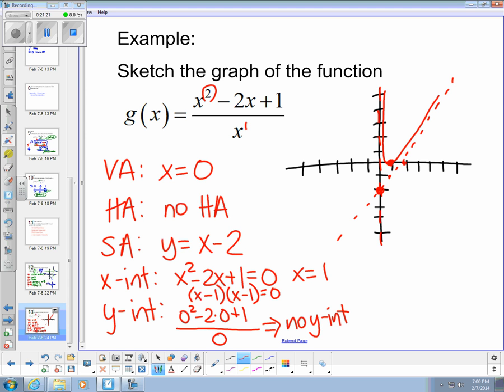Okay, now I don't know what's happening on the left side, so let's just pick a number. Let's say -1, and let's plug that into our function. So -1 squared minus 2 times -1 plus 1 over -1. So that would be 1 plus 2 plus 1 over -1, or -4. So -1, -4 is a point on my graph, which is showing me that the rest of the graph is down here in this little section.